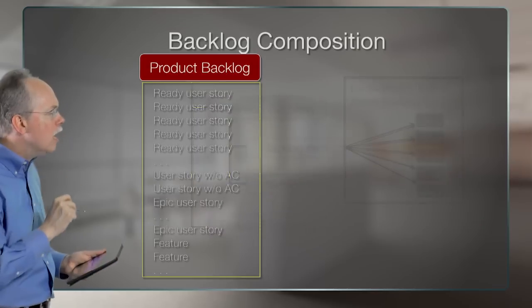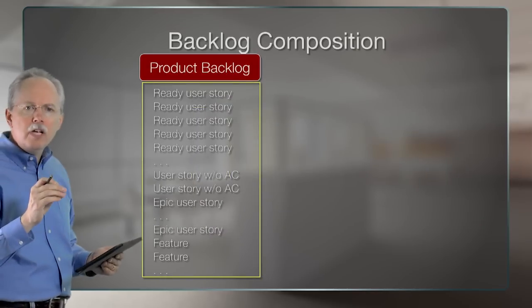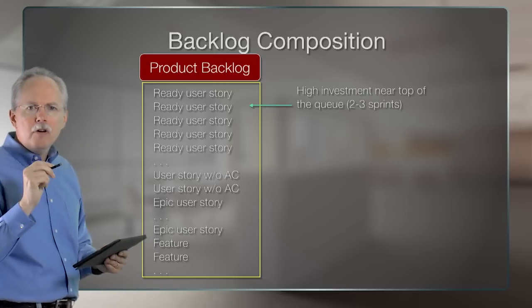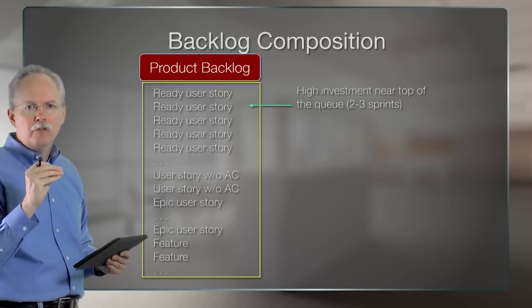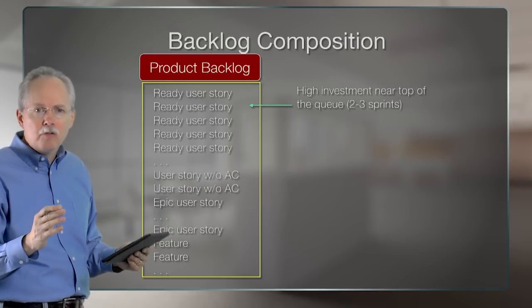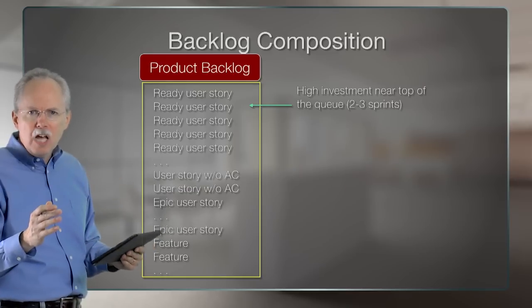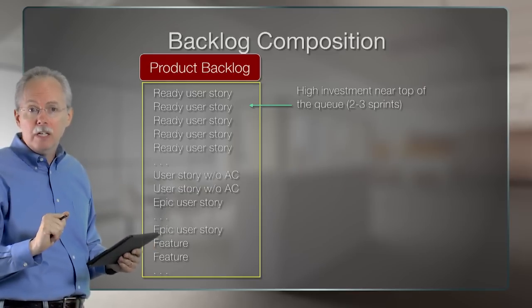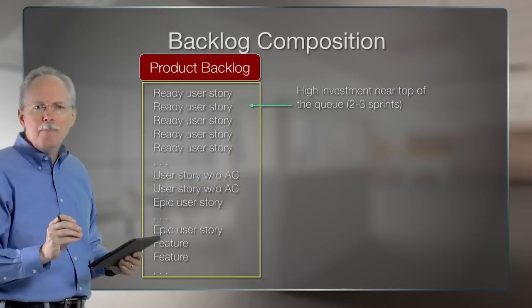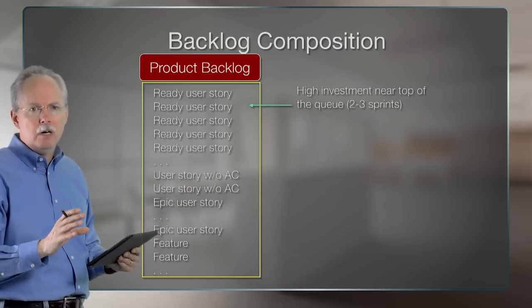As we look at the backlog composition here, you can see that at the top of the backlog, I have what I call ready stories. These stories are high investment stories. We think we're actually going to build them, and so we'll put the work into finding all the acceptance criteria on them, 2 to 3 sprints out typically. We're willing to invest that much because the risk of not building something 2 or 3 sprints out is pretty low.